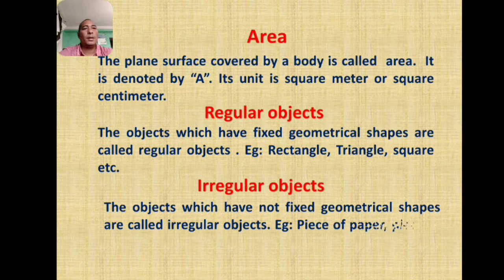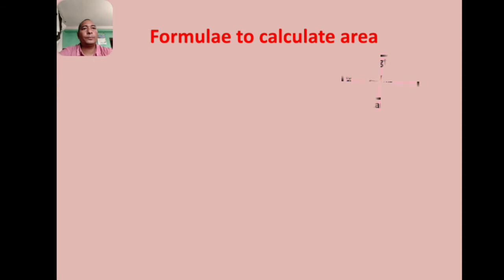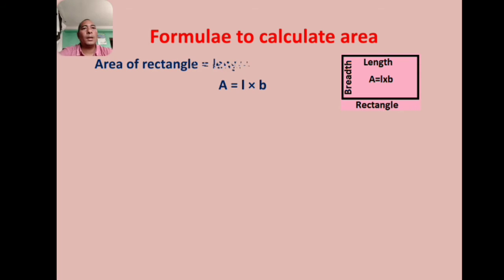Example: piece of paper, piece of stone, etc. Formulae to calculate area. Rectangle. Area of rectangle equals length into breadth. A equals L into B.